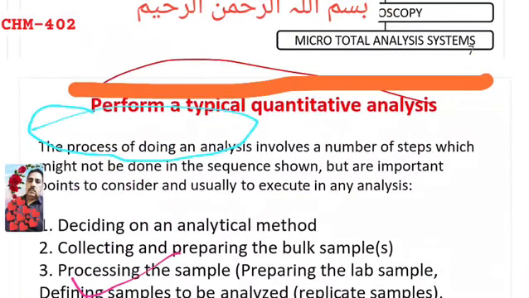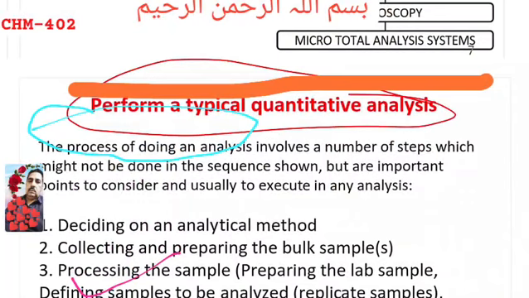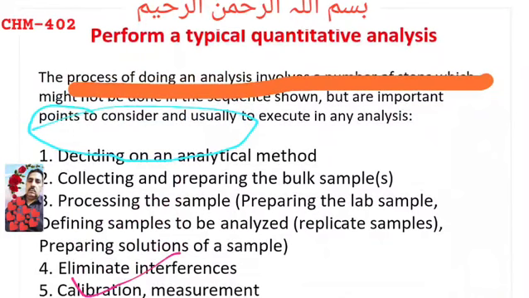How we perform a typical quantitative analysis. The process of doing analysis involves a number of steps which might not be done in the sequence shown here, but these points must be considered before analysis. One, decide the analyte and method. Two, collecting and preparation of the sample. Third is processing the sample.